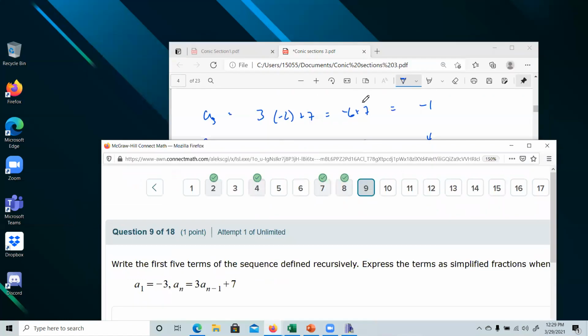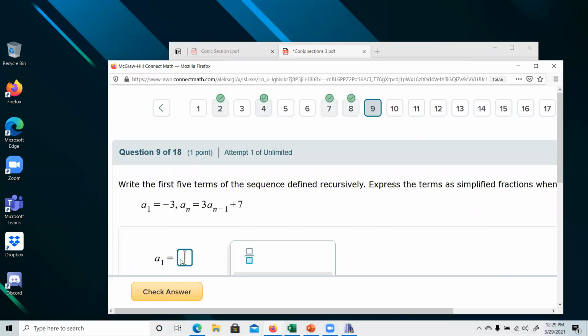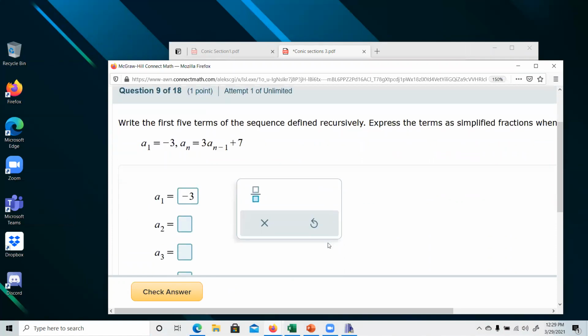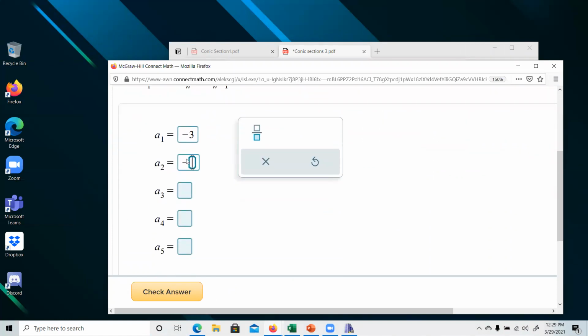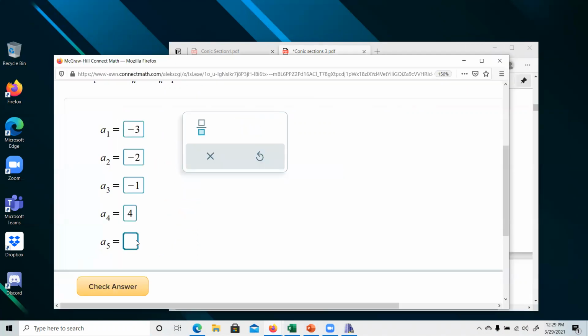So a1 was -3. This was -2. This was -1. And if you said, I know what the next one's going to be, 4. Okay. And then what do we have? 19.